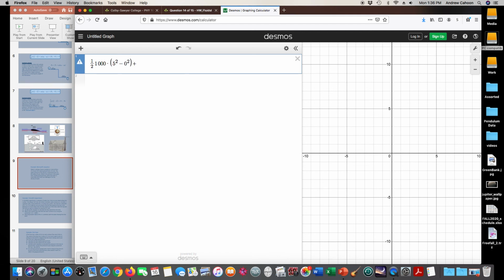Plus, now we need to add in the potential energy. Again, we have density times gravity times now the height difference. And what we're told is that it's 10 meters above ground level. So point 2 is at 10 meters, point 1 is at 0 meters. So far, we've got kinetic energy in there, potential energy in there, and then the last thing we need is the pressure difference.